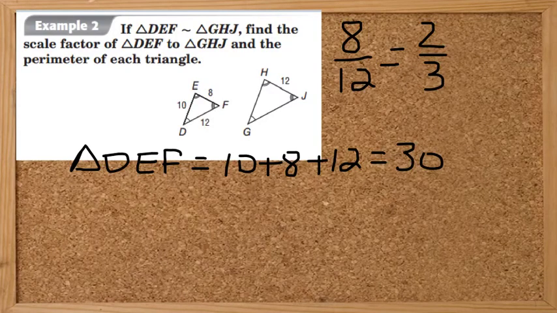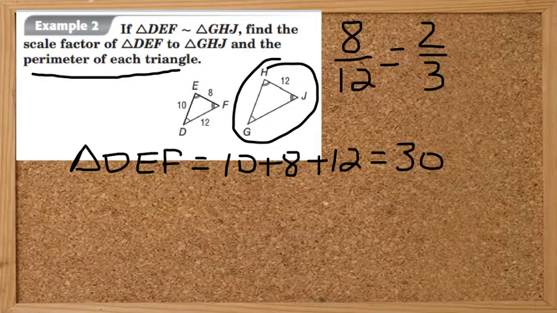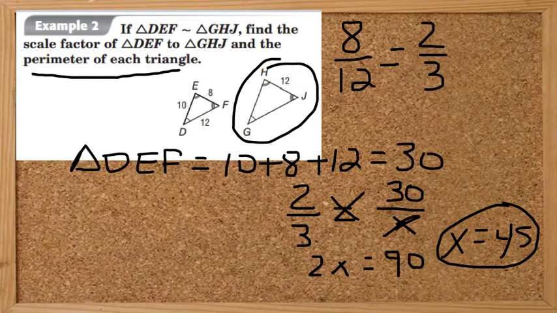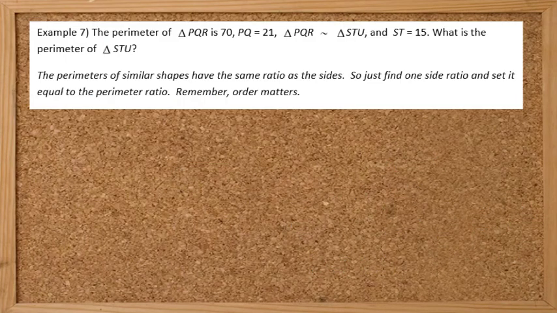Now we want to find the perimeter of HGJ. It says find the perimeter of each triangle, so let's go ahead and do that. We're going to take our scale factor, which is 2/3, and set that equal to 30, which is the perimeter of DEF, over x. So the perimeter is actually going to be proportional as well. Once we cross multiply, 2x equals 90, and divide, the perimeter of that other triangle is 45.